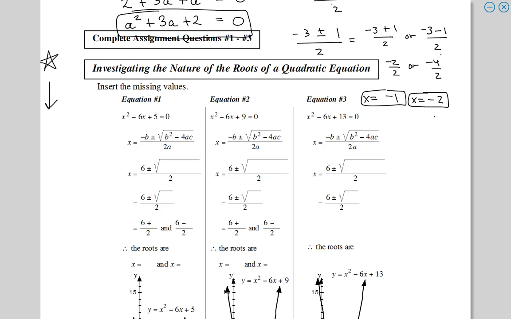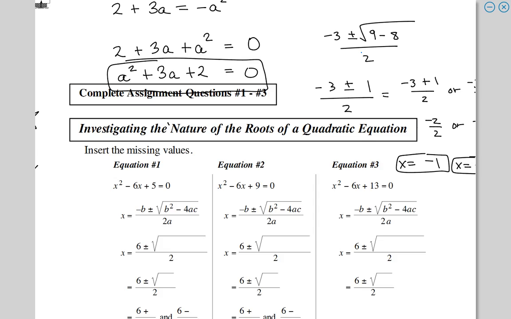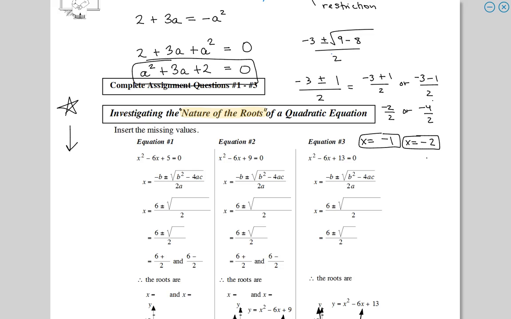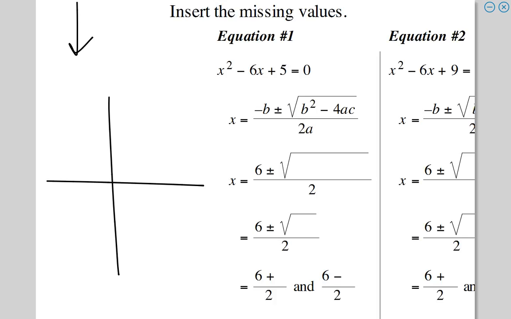Okay, so let's take a look at the nature of roots. The nature of roots, I would highlight that. Because on the test, it'll say, what are the nature of the roots? And all they're asking is, if you were to draw a quadratic, what are all the possibilities for that quadratic? How many intercepts could you have? At most, you could have at most 2.